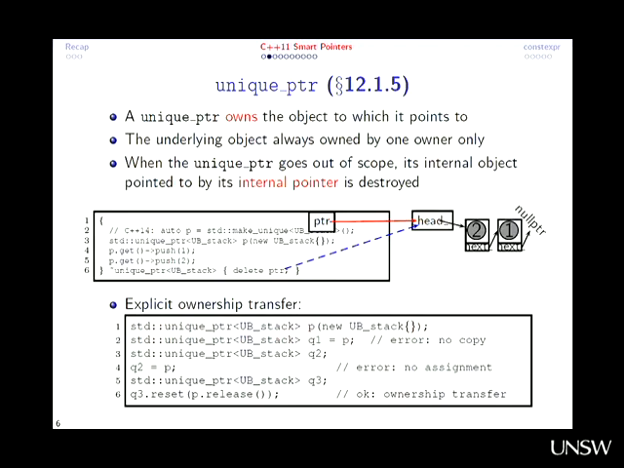But let's start with looking at the idea of the unique pointer. Okay. A unique pointer owns the object to which it points. There can only be one owner. Okay? When the unique pointer goes out of scope, the internal object pointed to by its internal pointer is destroyed.